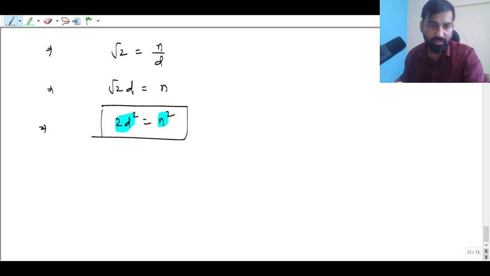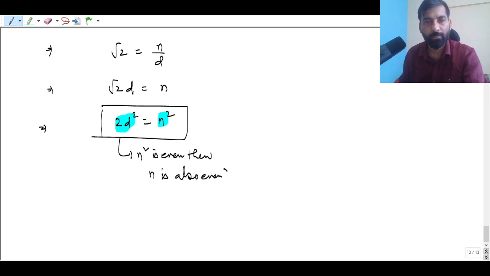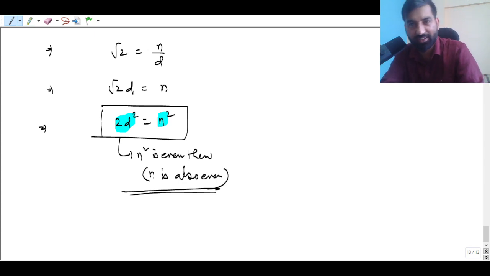So if n square is even, then n is also even. Now how did I say that n is also even? From basic arithmetic, you can say that if n square is even, then n is also even.